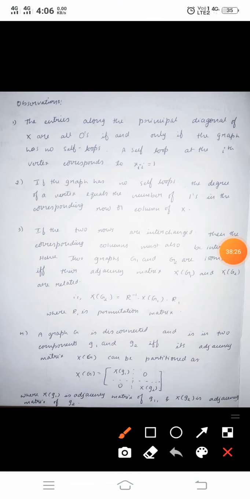Hence, two graphs G1 and G2 are isomorphic if and only if their adjacency matrix X of G1 and X of G2 are related. ಅಂದರೆ ನಾನು ಪರ್ಮಿಟೇಷನ್ ಮ್ಯಾಟ್ರಿಕ್ಸ್ ಇನ್ವರ್ಸಿಂದ ಲೆಫ್ಟ್ ಸೈಡಿಗೆ, ಪರ್ಮಿಟೇಷನ್ ಮ್ಯಾಟ್ರಿಕ್ಸಿಂದ ರೈಟ್ ಸೈಡಿಗೆ ಮಲ್ಟಿಪ್ಲೈ ಮಾಡಿದರೆ ಇನ್ನೊಂದು ಮ್ಯಾಟ್ರಿಕ್ಸ್ ಎಜಸೆನ್ಸಿ ಮ್ಯಾಟ್ರಿಕ್ಸ್ಗೆ ಈಕ್ವಲ್ ಆಗ್ತದೆ.